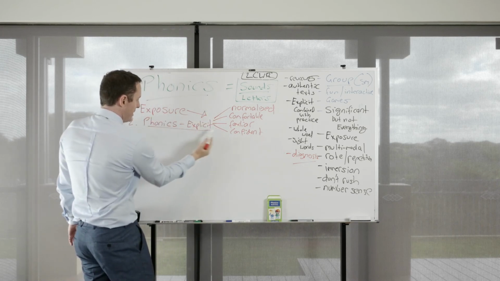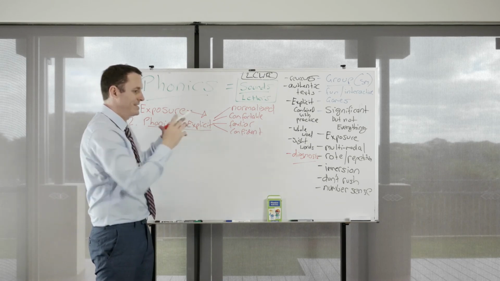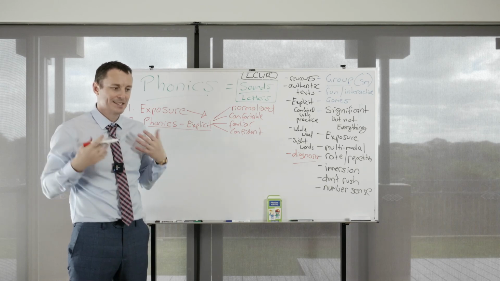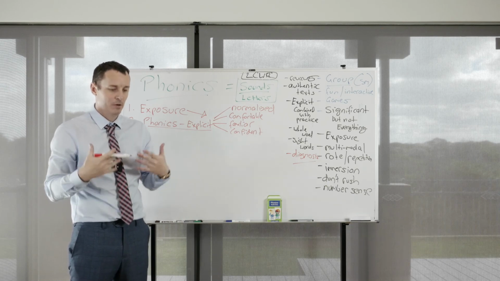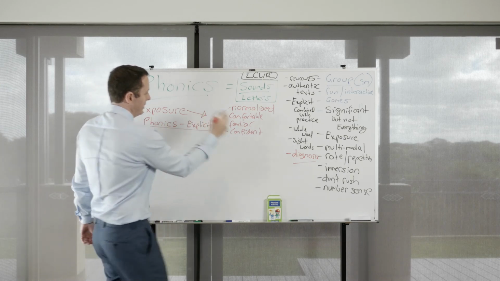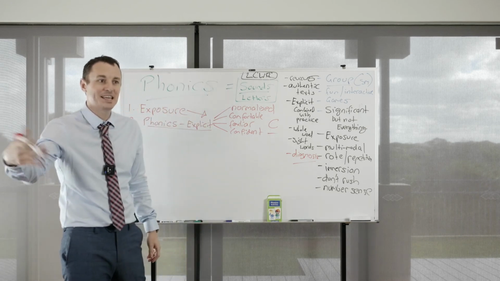So with explicit, what that means is that we're also not just having it around constantly, but we're also teaching it in a way where we're sitting down and explaining that this letter here is a C. Now, where have you seen the letter C before?